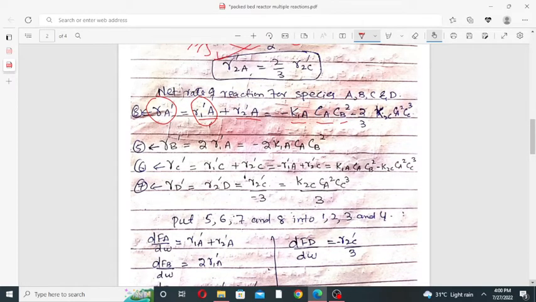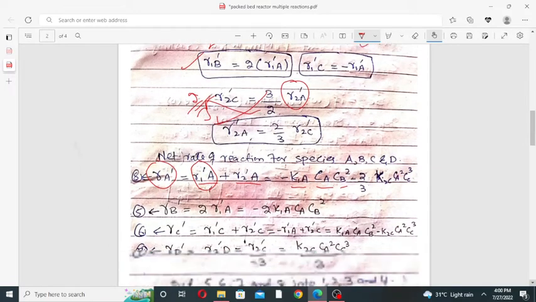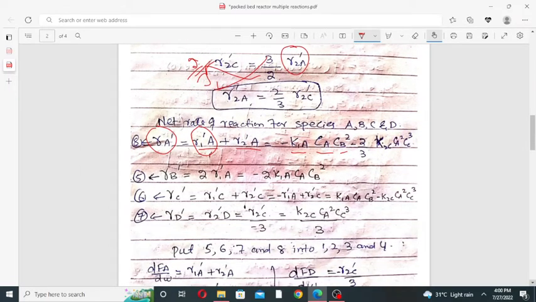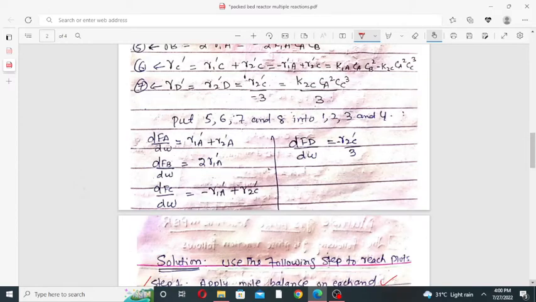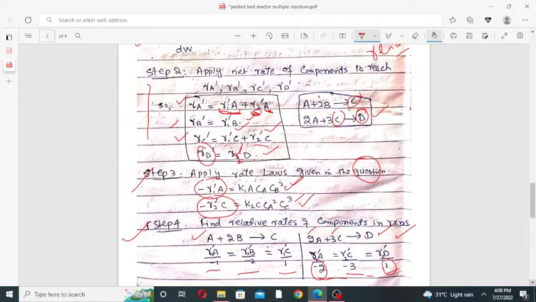So this was from the R1A dash is equal to this one, and R2A dash is equal to, from this relation, R2A dash is equal to 2 divided by 3 R2C dash. So what is the value of R2C dash? R2C dash can be obtained from the relative rate, as you can see R2C dash.